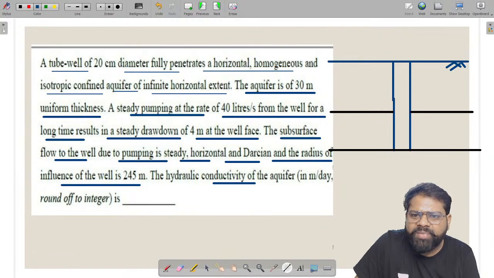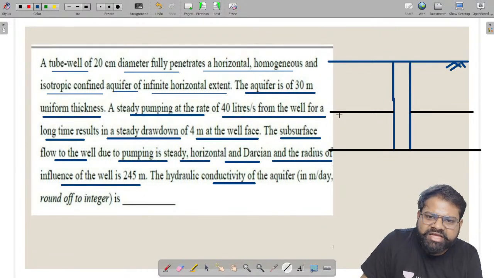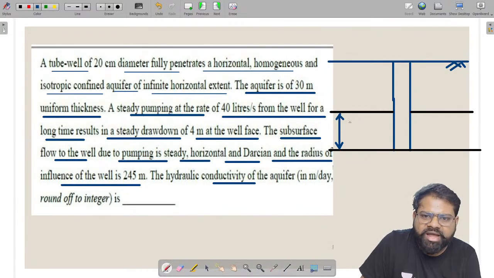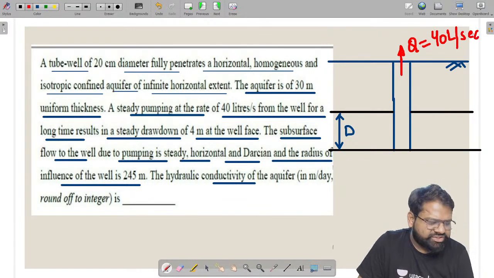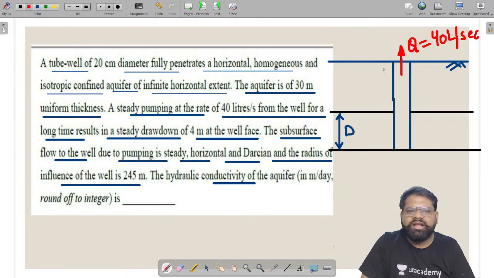Okay, and you have penetrated this well. The thickness of confined aquifer is denoted by D. And he is saying a steady discharge is taken out and it is equal to 40 liter per second.